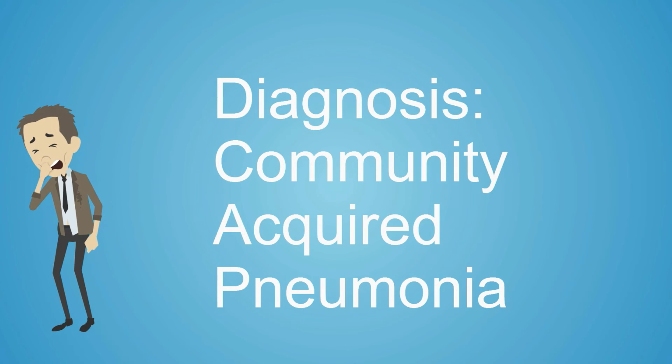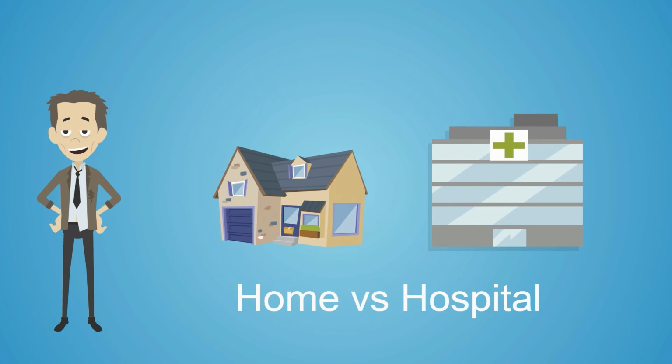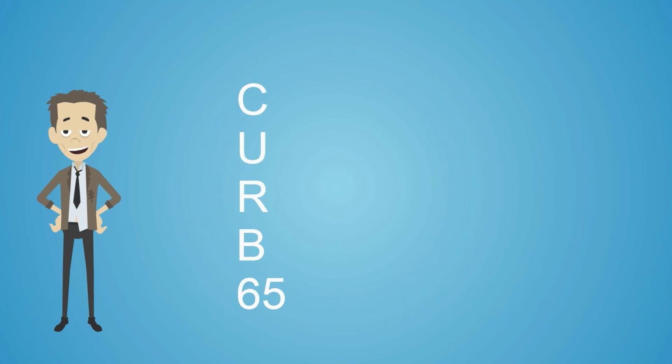Now that we have a diagnosis, it's time to move on to the management of this patient. One of the most basic questions to ask is, can this individual be managed at home, or should they be admitted to the hospital for treatment? Fortunately, there are validated tools like the CURB-65 score, which will help you make this decision.